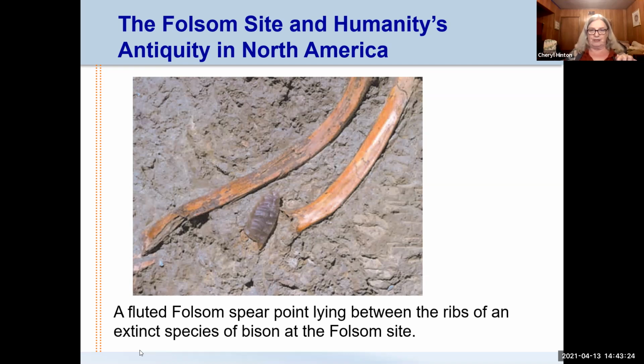Fluted is this channel that goes up the spear point. Whoops, I didn't mean to touch that. It goes right up here. And it was lying between the ribs of an extinct species of bison. So then we could see that this is a Pleistocene animal. That means people were here at least 10,000 years ago. There's evidence.